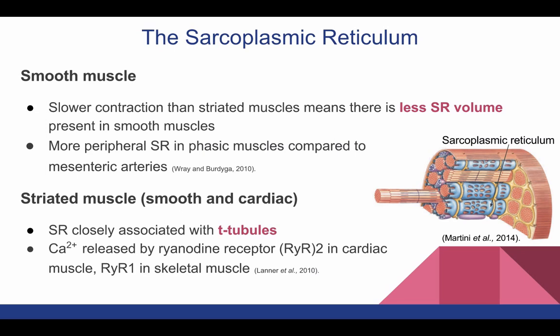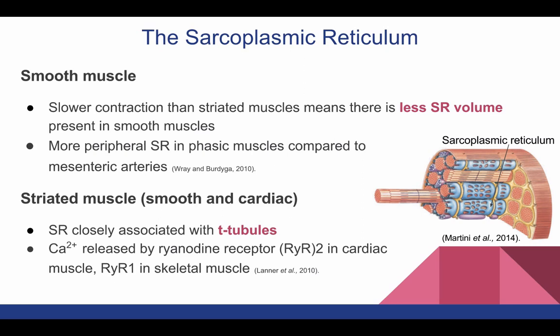Calcium ions are released from smooth muscle mostly by the inositol 1,4,5-triphosphate (IP3) receptor in the sarcoplasmic reticulum. The SR of striated muscles is closely associated around the transverse tubules of the muscles. This makes it easier for the calcium ions to affect the cell. Calcium ions are released from the SR by ryanodine receptors.